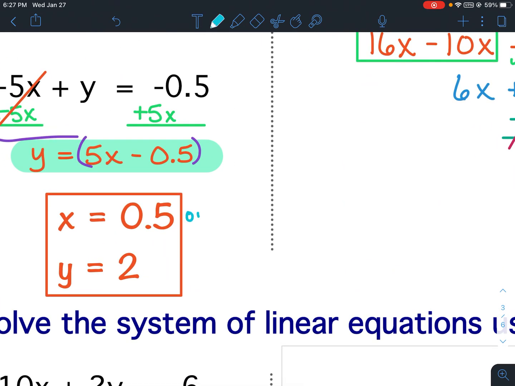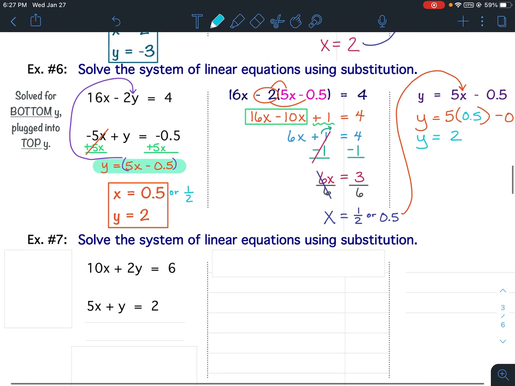I would like you to also put or 1/2, because I would have accepted either one. If this were a homework question, I would accept either one.